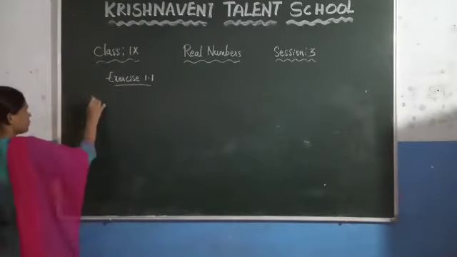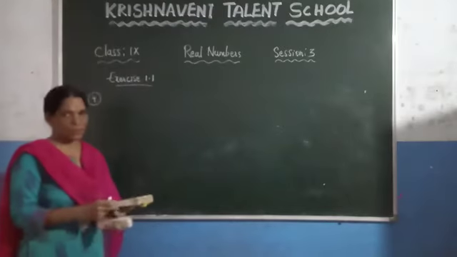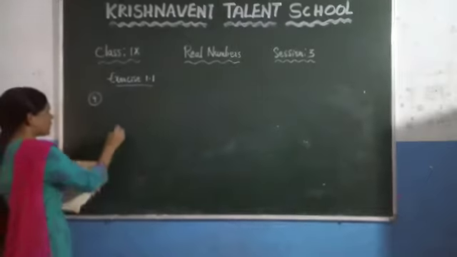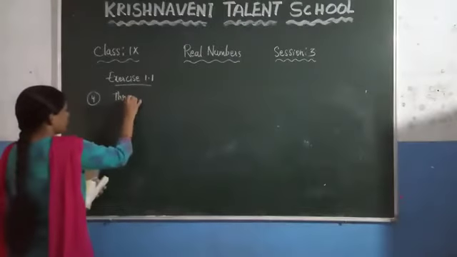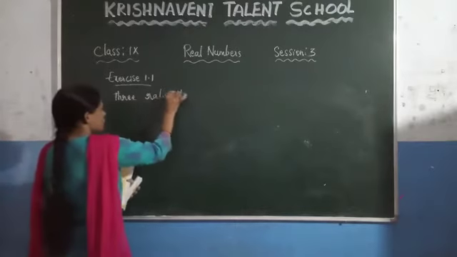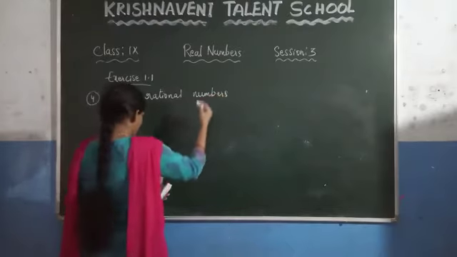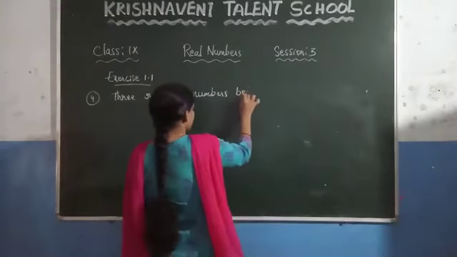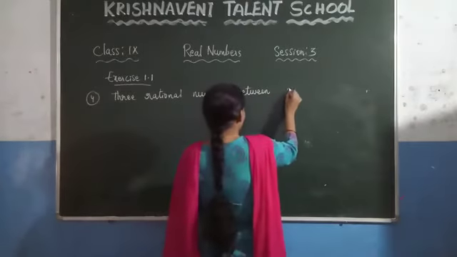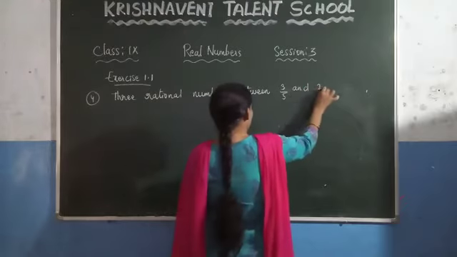Fourth question. Here they ask to insert 3 rational numbers. In the previous question they asked to insert 5 rational numbers. In this question they asked to insert 3 rational numbers between 3 by 5 and 2 by 3.